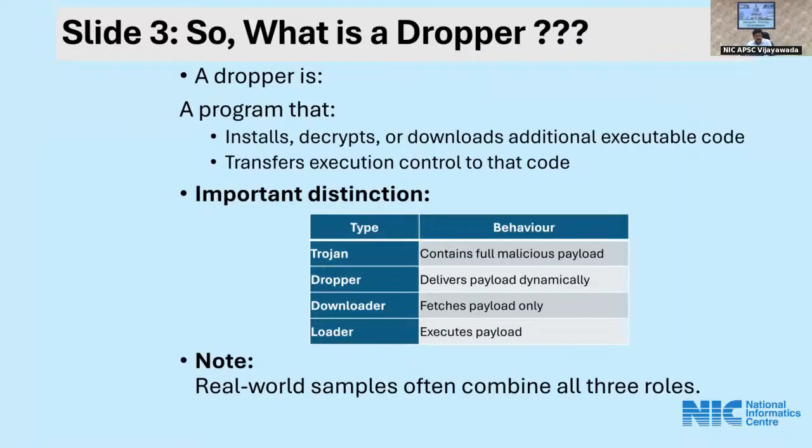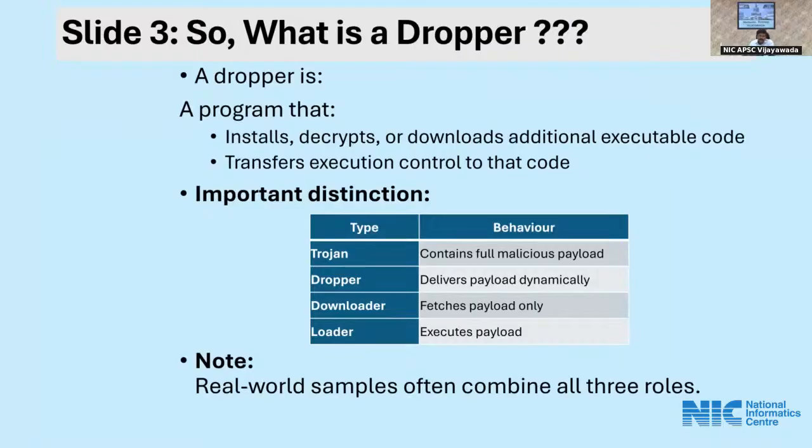A dropper, in contrast, does not necessarily contain the payload in usable form. Its primary purpose is to deliver the payload, either by extracting it from embedded encrypted data or by downloading it from the remote server. So it could even keep the malicious code in a very encrypted form. We will see the details in further slides.